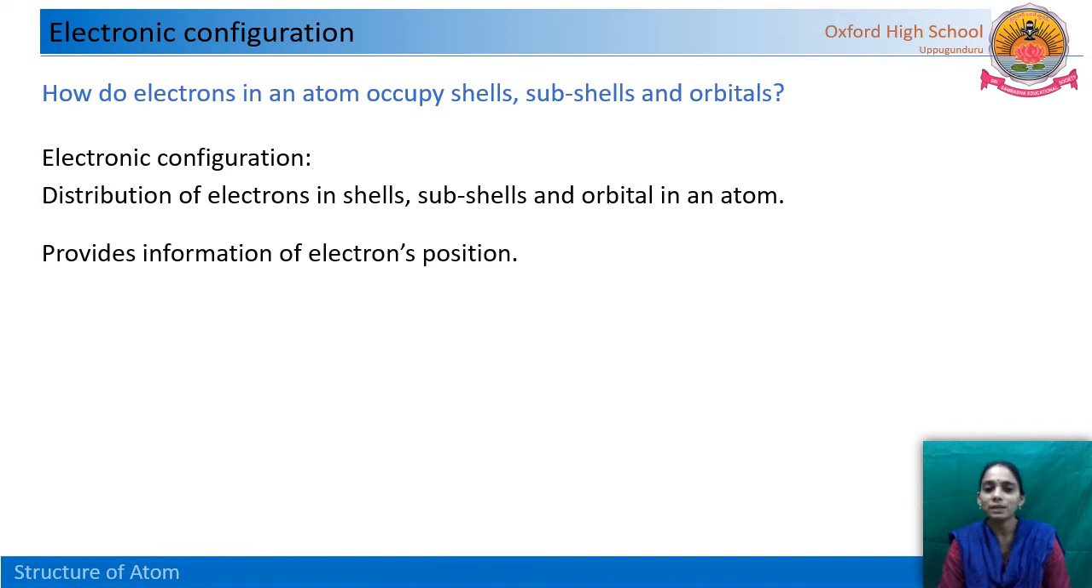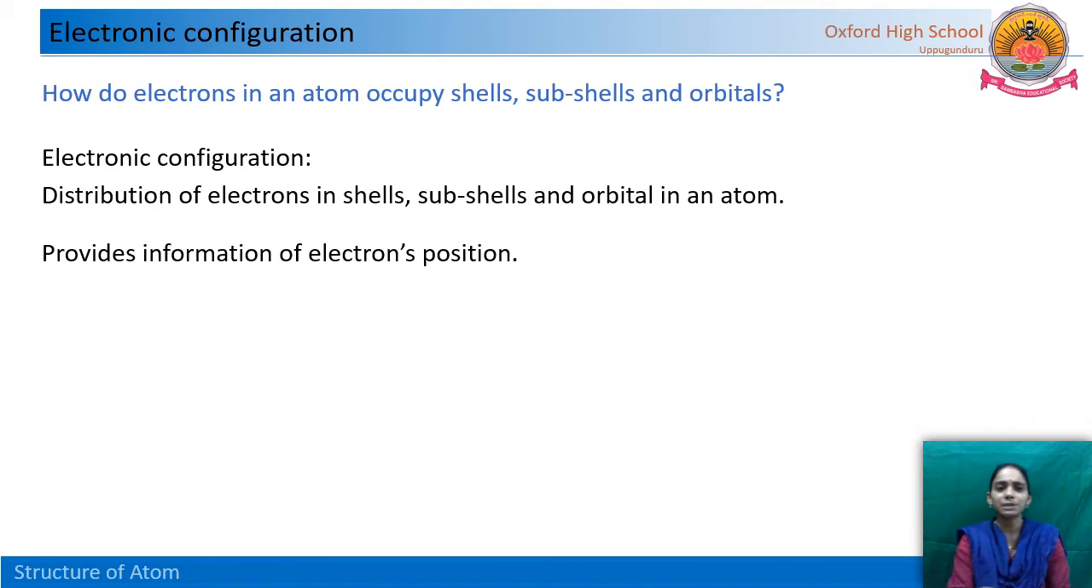How many electrons should a shell possess, or a subshell should contain, or an orbital? What are the maximum number of electrons? And also it is providing us the electron's position. Where is the electron, particularly where it is located, in which subshell it is or in which orbital it is.